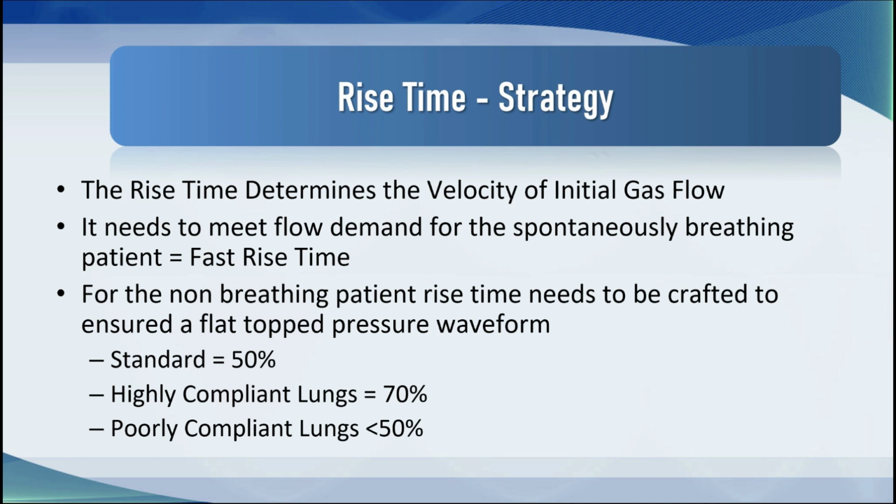For a non-breathing patient, the rise time needs to be crafted to ensure there's a flat top waveform. So depending on what your circumstances are, if your patient is paralyzed and they're not moving, they're not breathing, you might set a rise time at 50% or even lower if the lungs are very non-compliant. But then if someone is breathing themselves, you need to make sure you're able to meet their flow demands effectively and you don't get flow demand desynchrony. So you might go to 60% or 70%, keeping in mind that you might run into trouble.